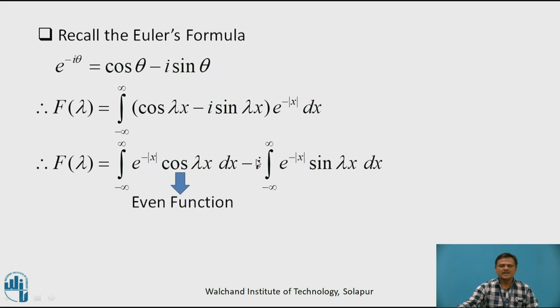Here we should note that the cosine function is an even function, and we had seen that e to the power minus mod x is already an even function. The product of even and even function is going to be an even function. That's why the integrand here is an even function. Also, exponential function e to the power minus mod x is an even function, whereas sine of lambda x is an odd function of x. Therefore, the product of an even function and an odd function turns out to be an odd function.